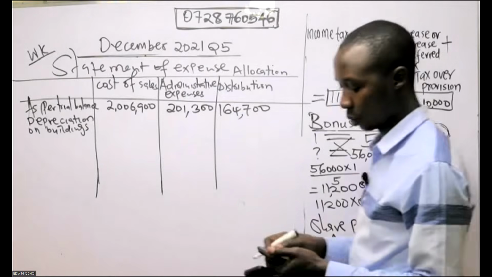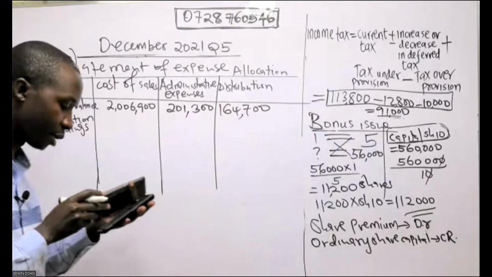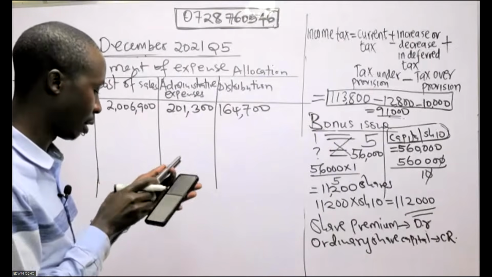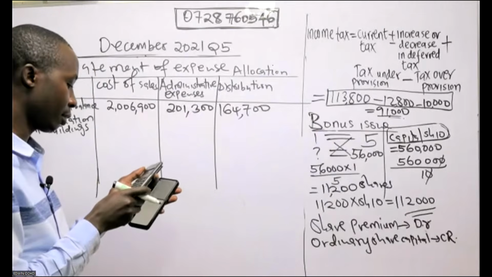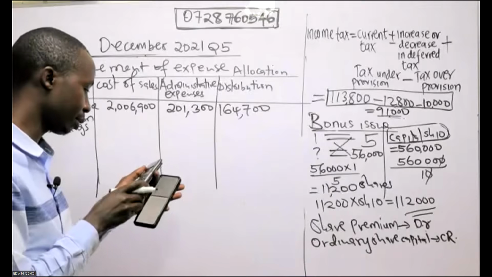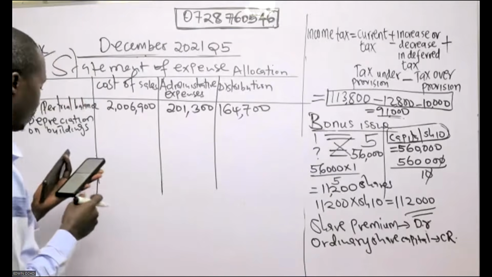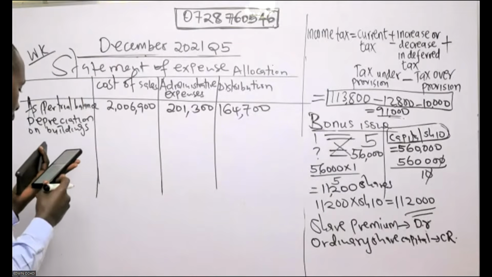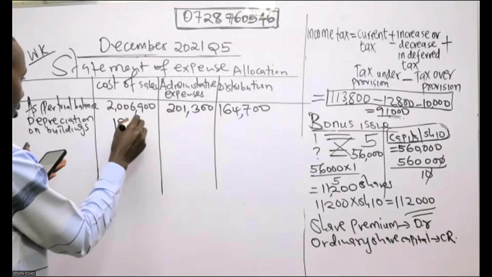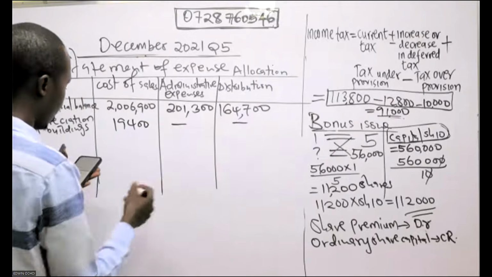Depreciation on buildings. Remember, after evaluation of the building, it was at 485,000 over the useful life of 25 years. That is 19,400. You classify under cost of sales.